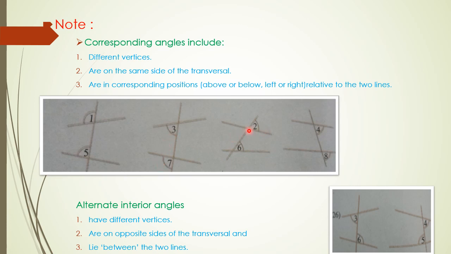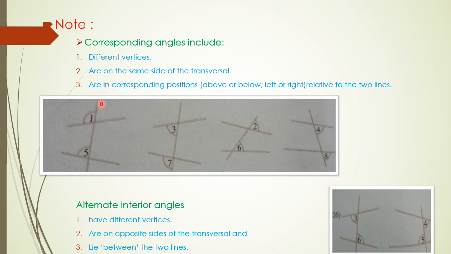Angle 2 vertex lies here, angle 6 vertex lies here, so they are also different points. Angle 4 vertex is here, angle 8 vertex is here. So corresponding angles' vertices are different. So that is the first point. Second point, they are on the same side of transversal.